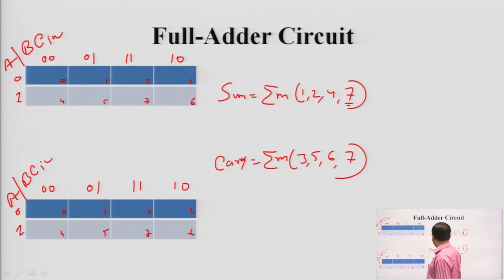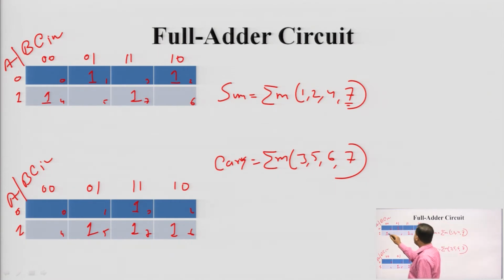Now, we will put the values of 1. So, here 1, 2, 4 and 7, and for the other K map 3, 5, 7 and 6. Now we have put all the ones in the K map. Now, we will do the minimization part.